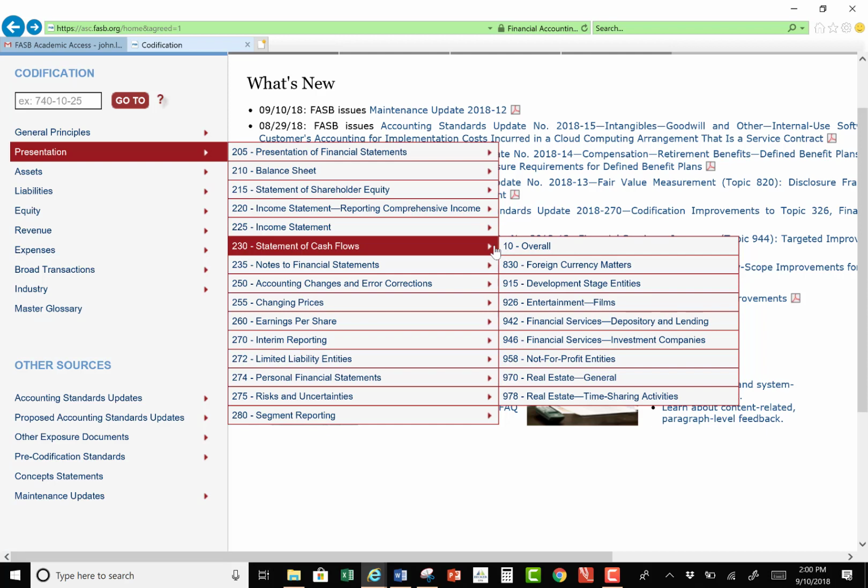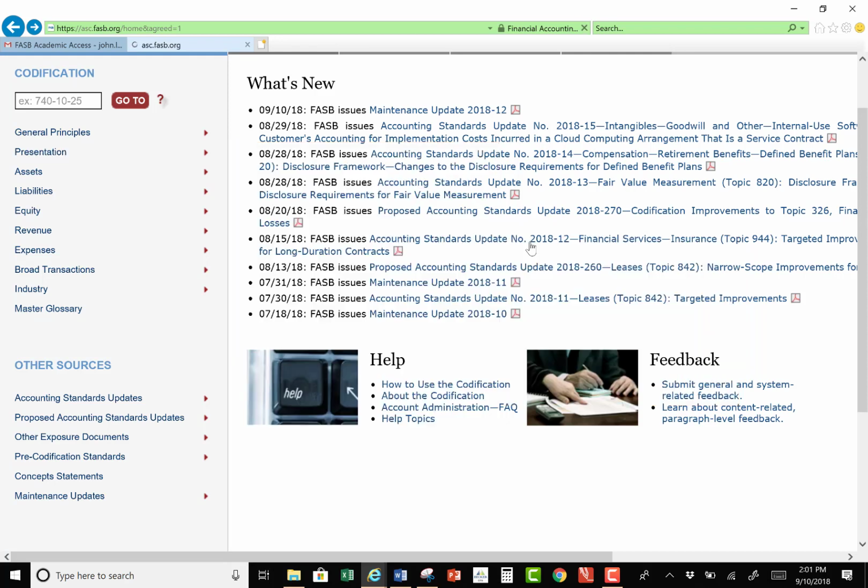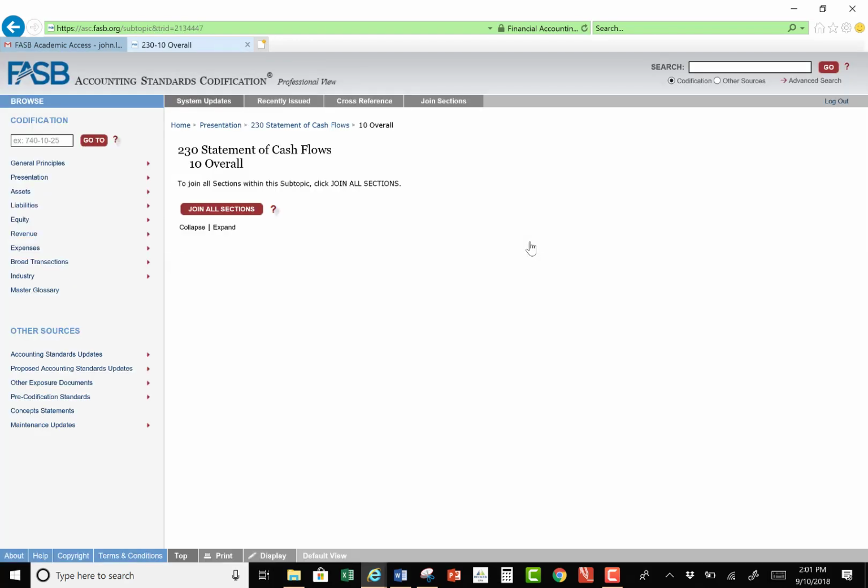For our purposes, since we're not going to be getting into a lot of detailed areas, typically the things we'll look at will be in this overall section. So you click on overall, and under overall, we start getting all of these other subtopics, or I should say sections, not subtopics, but sections.